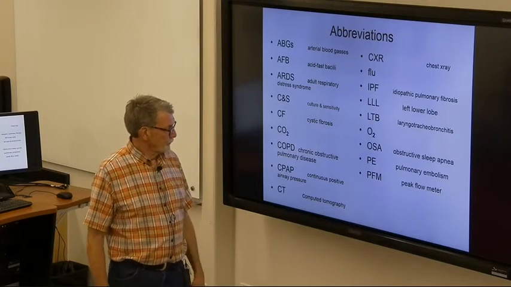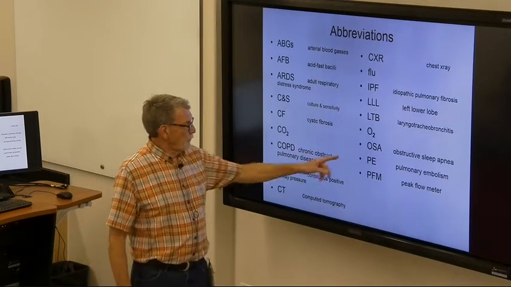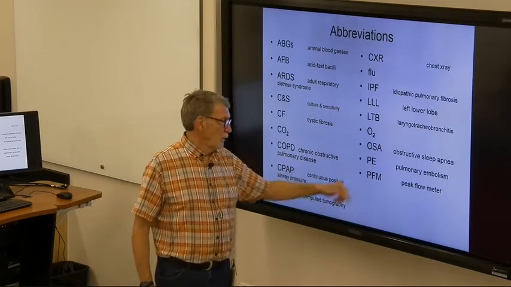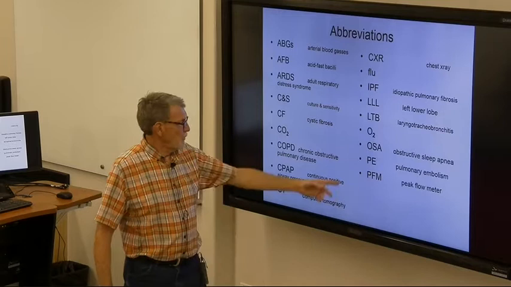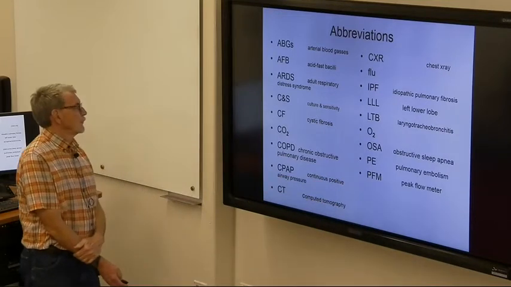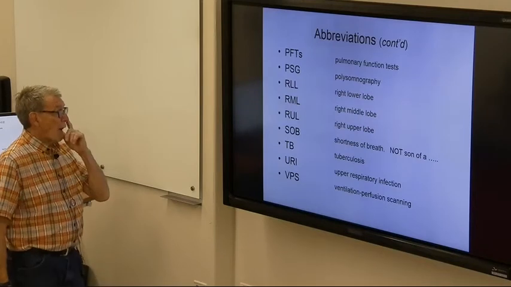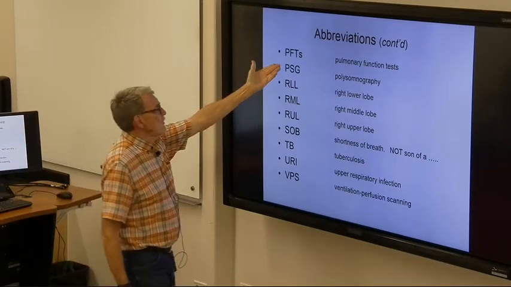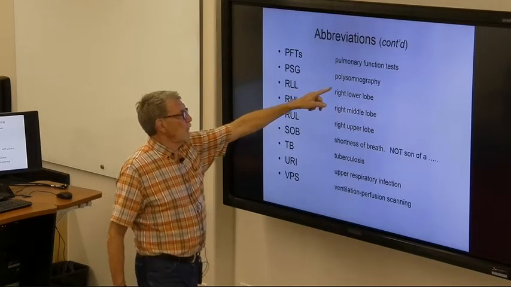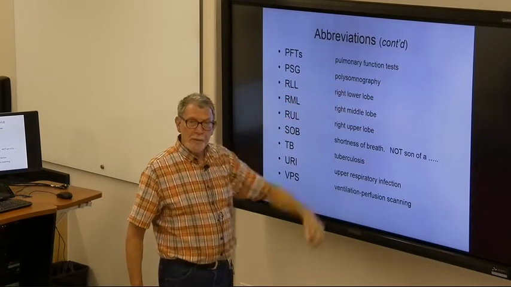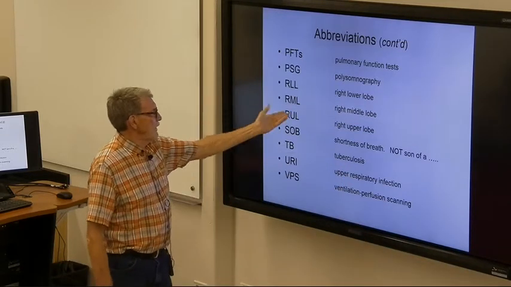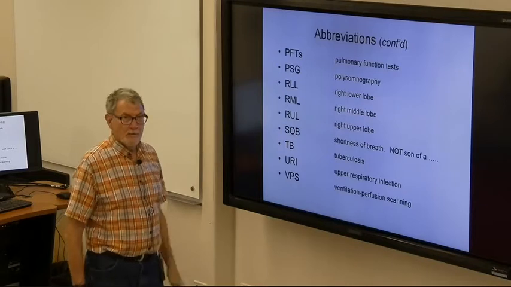Oxygen. Obstructive sleep apnea. Pulmonary embolism. And a peak flow meter to see how fast you can blow air out. Pulmonary function test, spirometer. Polysomnography, looking at your sleeping patterns. Right lower lobe, right middle lobe, right upper lobe. You've got 3 on the right side.